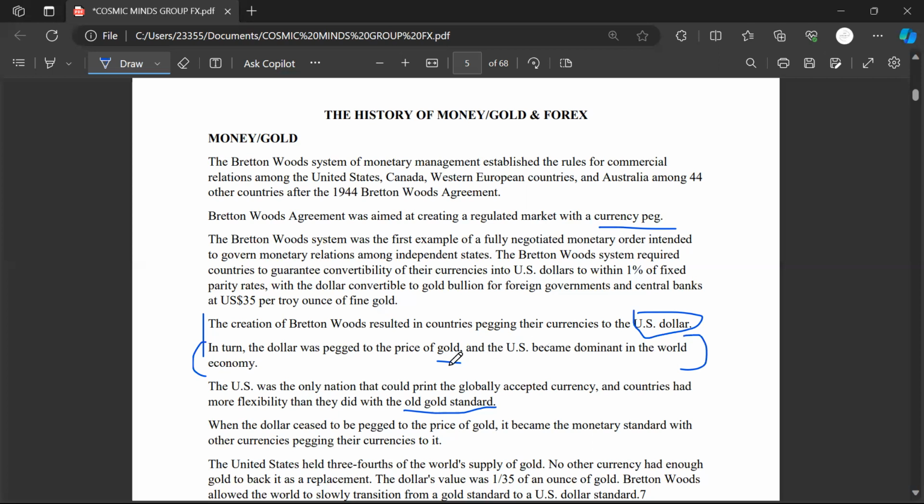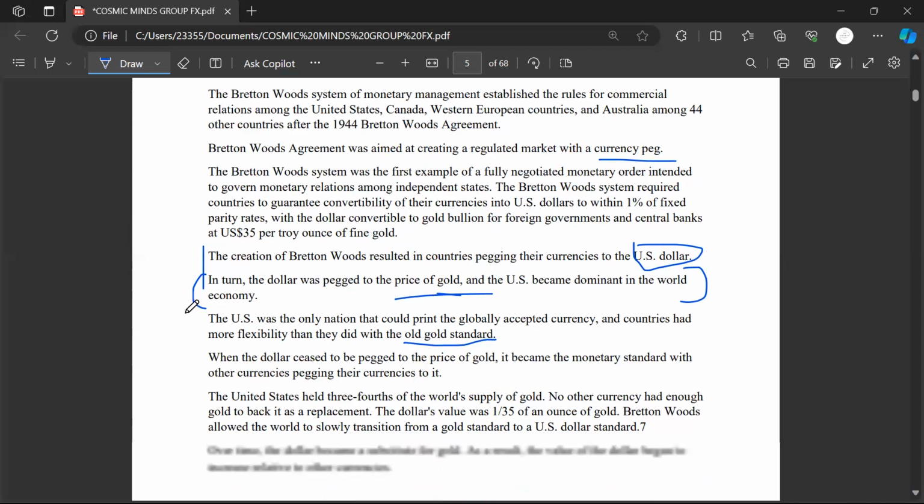So now other currencies were pegged to the dollar, and the dollar in turn was pegged to gold to give us that standard, right? Like the SI unit, a standard that everyone agrees on and understands, so that there won't be any misunderstanding when it comes to international transactions. The USA was the only nation that could print the globally accepted currency, and countries had more flexibility than they did with the old gold standard.